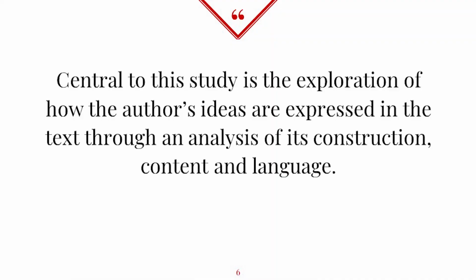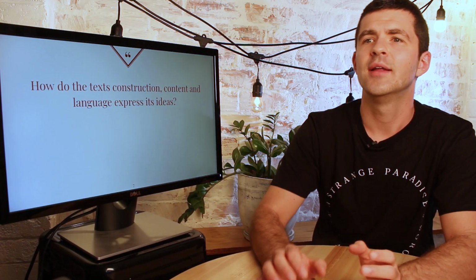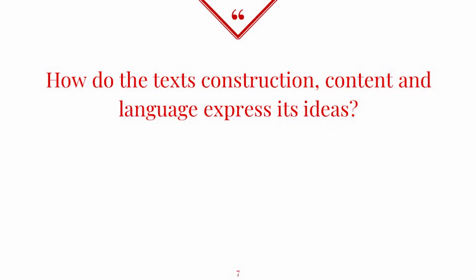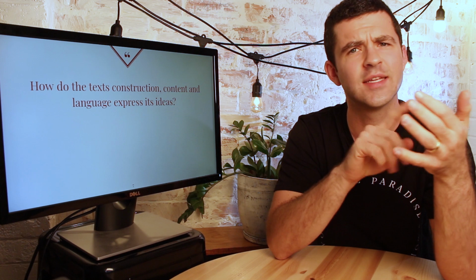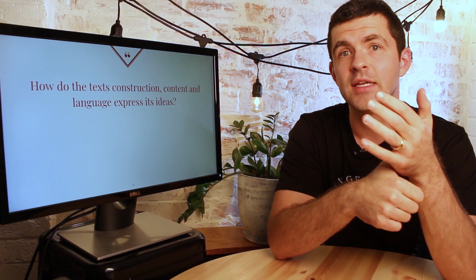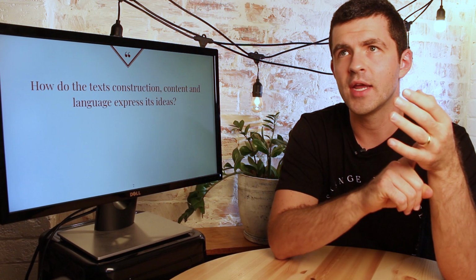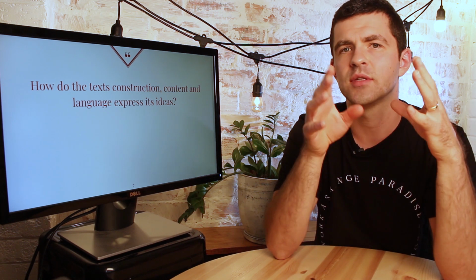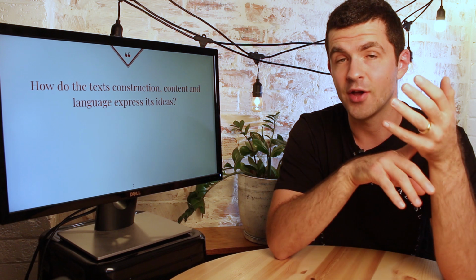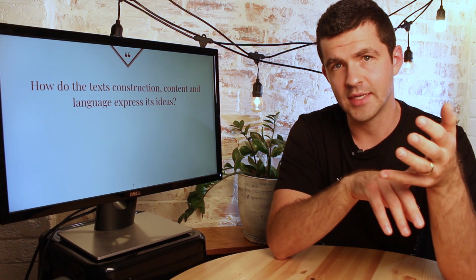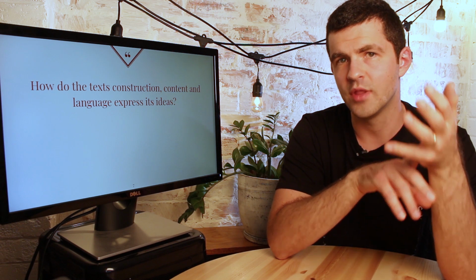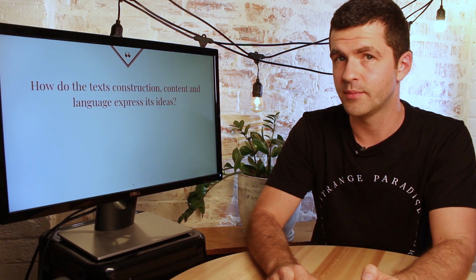Central to this study is the exploration of how the author's ideas are expressed in the text through an analysis of its construction, content, and language. This is all about how the text's construction, content, and language express its ideas, how it's put together, the form, the structure, the character, the setting, and the ideas involved, and how the literary and, in our case, dramatic techniques are used in order to express those ideas. So you need to be familiarizing yourself with those things if you're unfamiliar with them, but I'll provide some links and some resources for that.